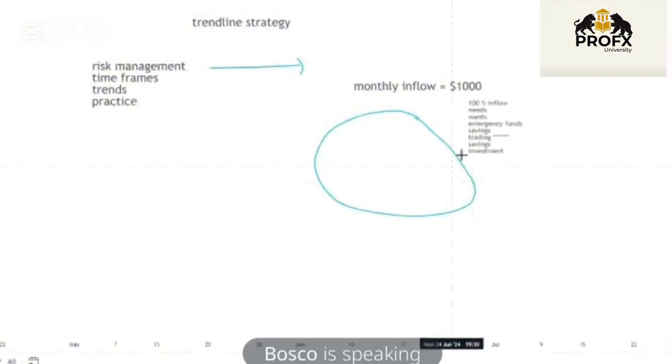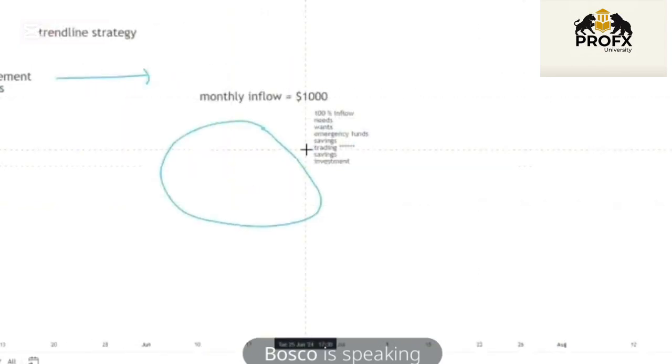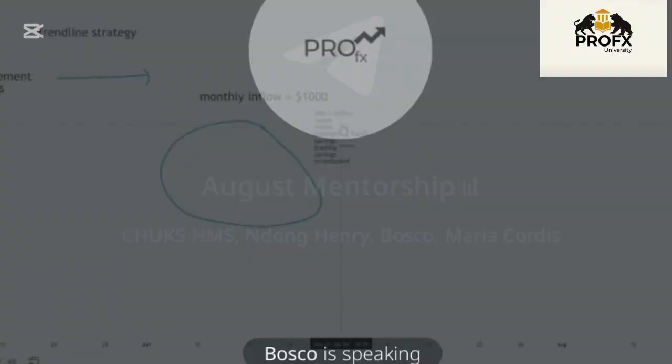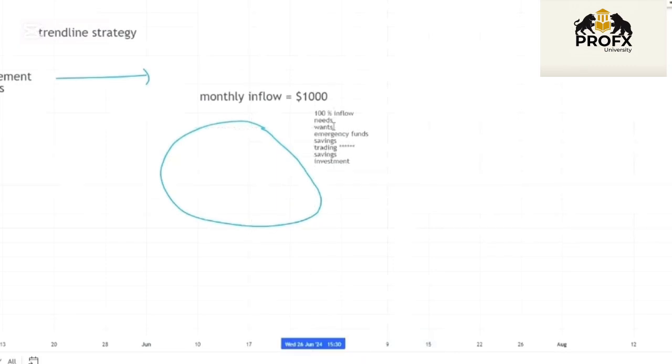Okay, so you need to learn this: in this 100% inflow, you need to put some money in your needs, your wants, emergency funds, savings, and trading account. Then you can even invest from your monthly inflow. So let's just assume that you make $1,000 every month. In that $1,000, maybe you give 10% to your wants.